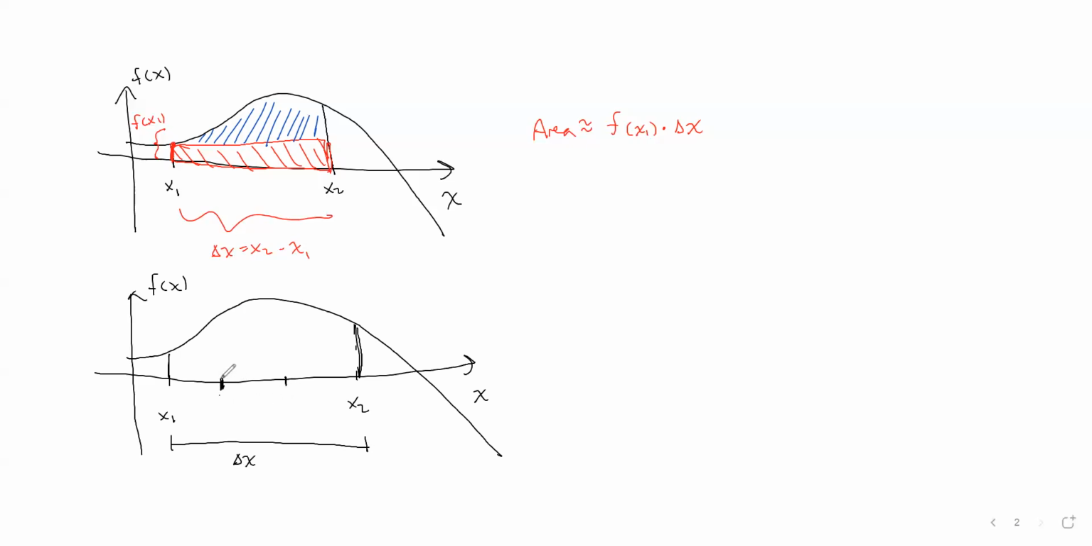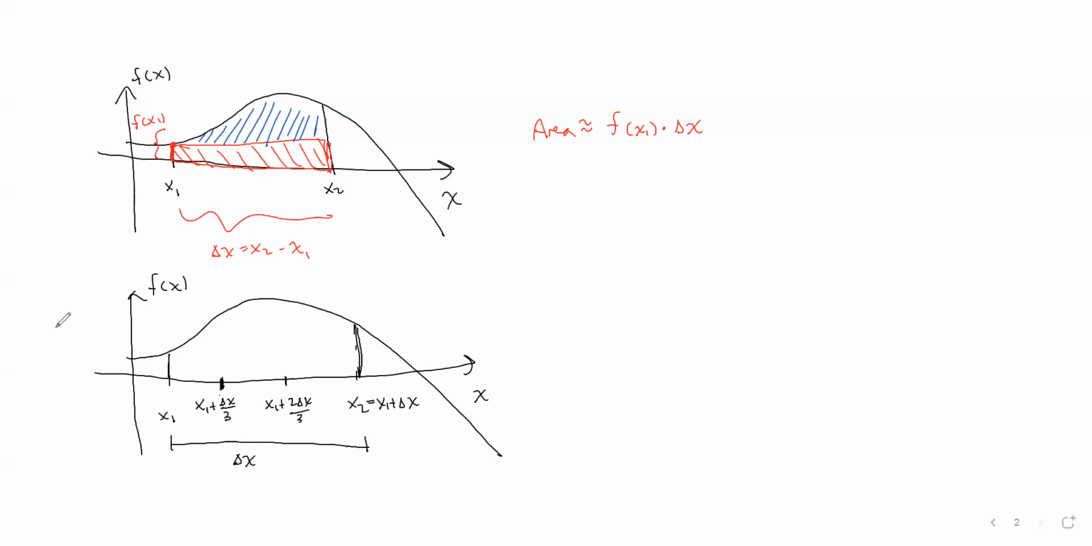So this first tick mark here is a third of delta x over from x1. The coordinate here is x1 plus delta x over 3. The coordinate here is x1 plus 2 delta x over 3. And the coordinate x2 is just equal to x1 plus 3 delta x over 3. That's just because x2 equals x1 plus the full delta x.